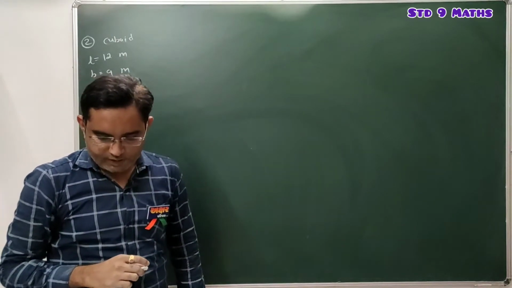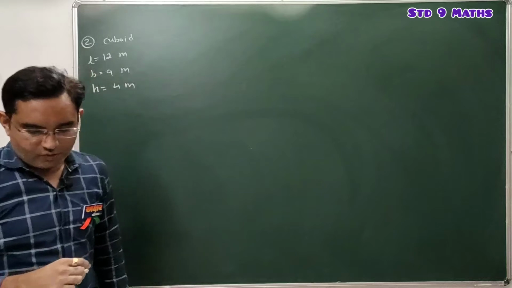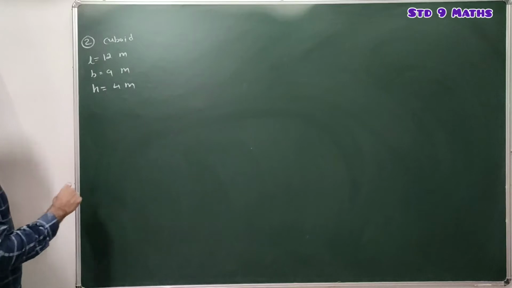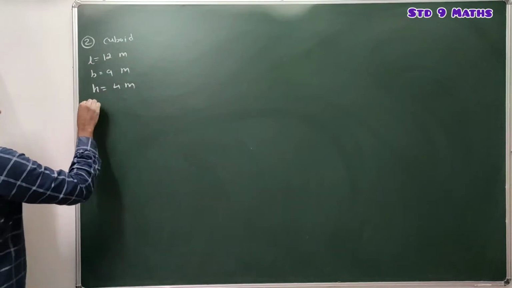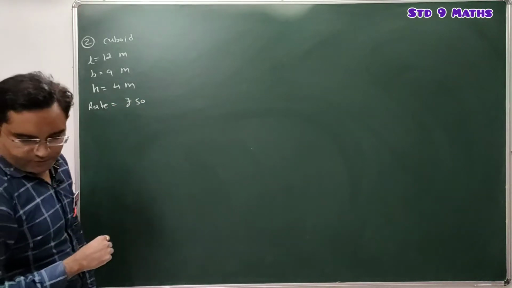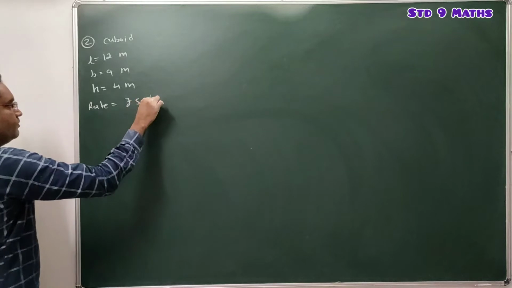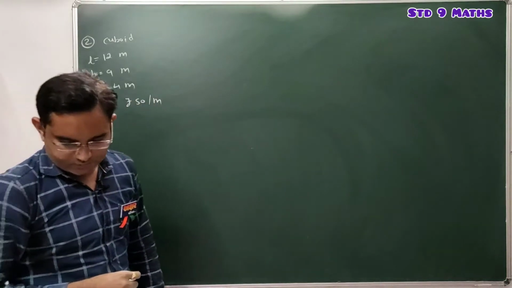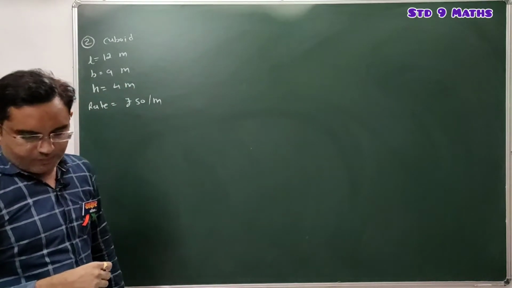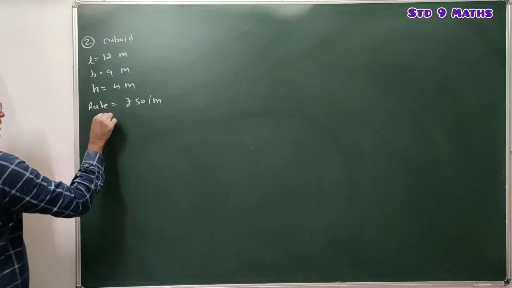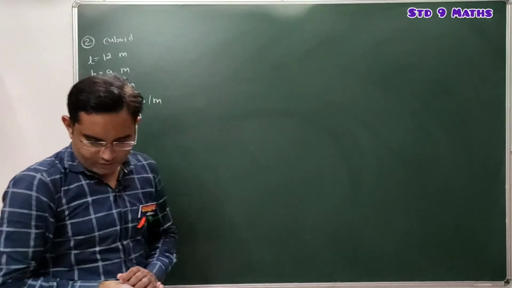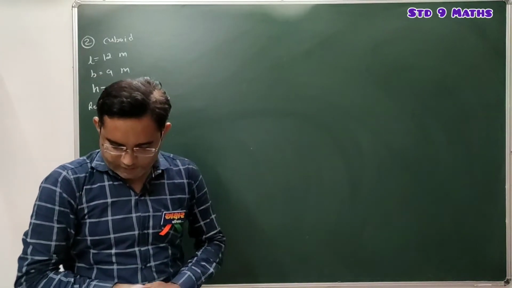Dimensions are given. Determine the cost of iron sheet which is used at the rate of 50 rupees per meter. Total cost of the iron sheet which is used to make this tank, and the rate of iron sheet is 50 rupees per meter. Find the total cost. And this iron sheet is 2 meter wide. Breadth of this iron sheet is 2 meter. Done.